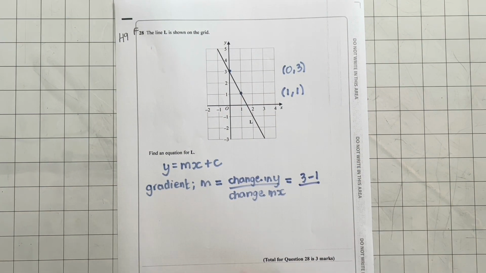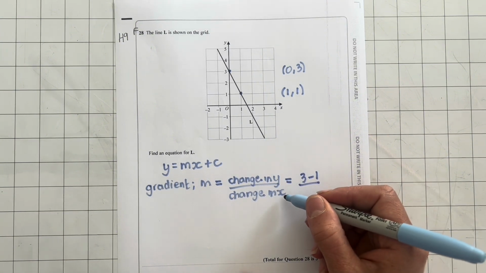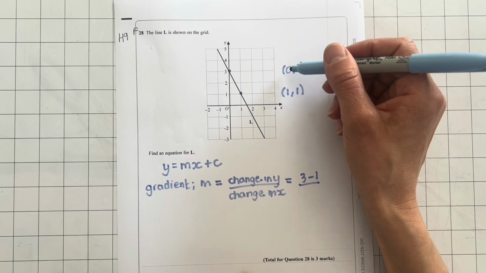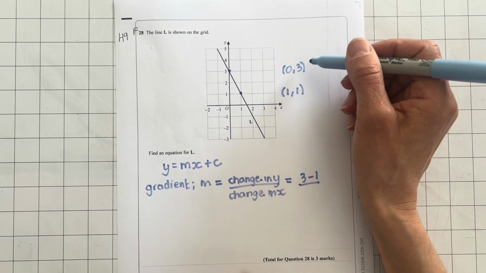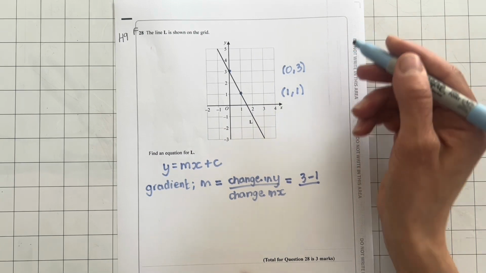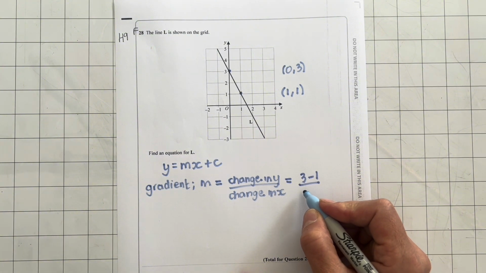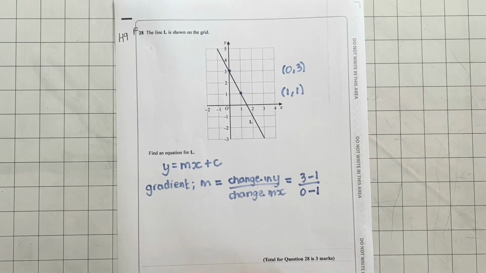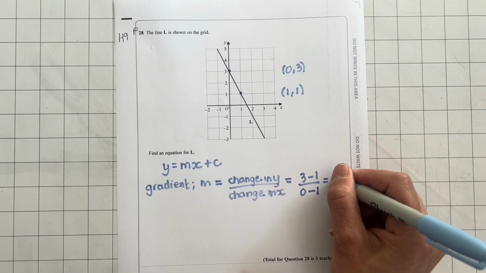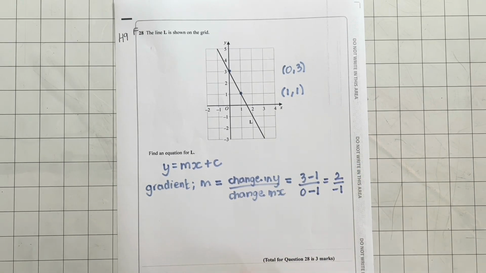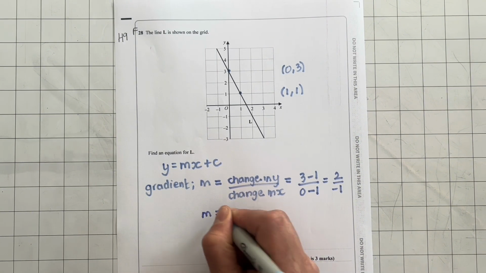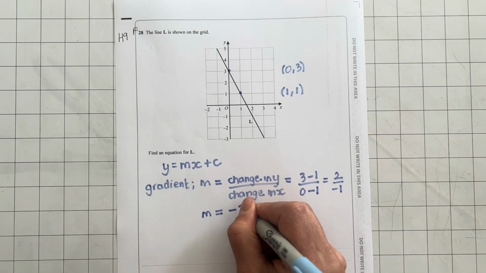And when we look at the change in x, we need to use the corresponding x coordinates. So the change in x is looking at 0 and 1, and we use this coordinate first when we looked at the change in y. So we're going to do 0, take away 1. And this will give us 2 over -1, which is the same as 2 divided by -1, which means our gradient m is equal to -2.